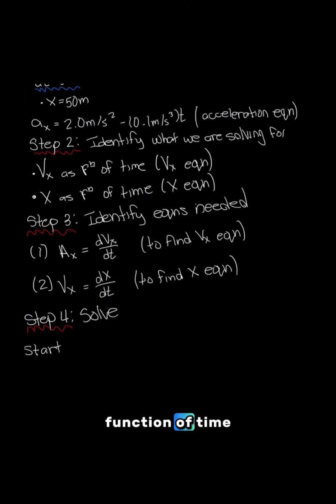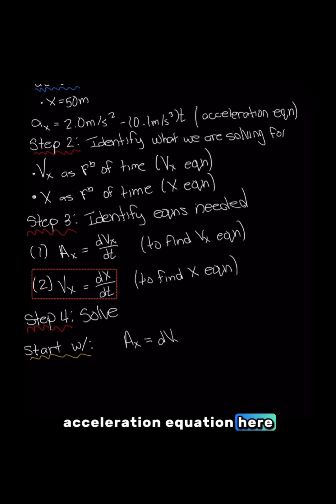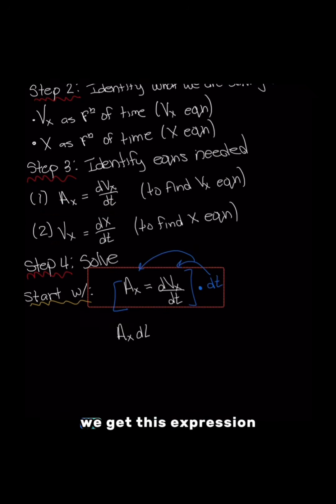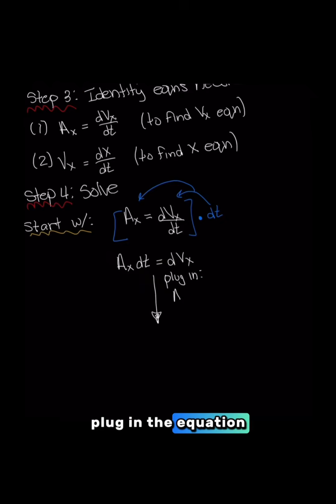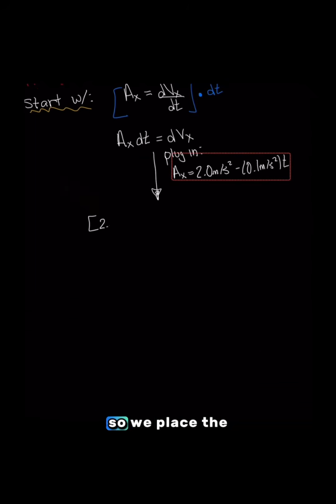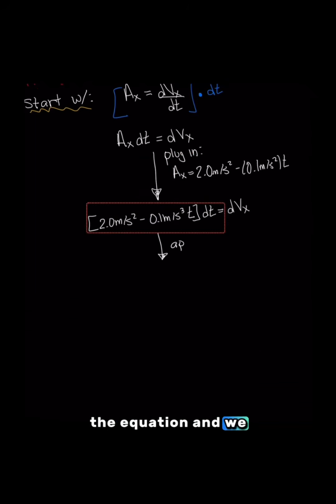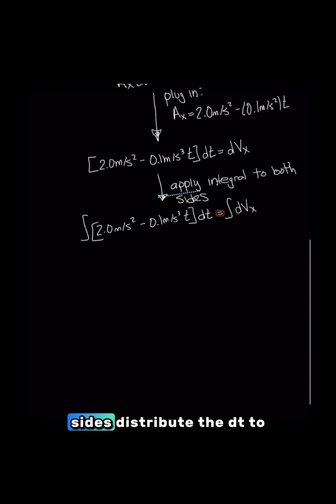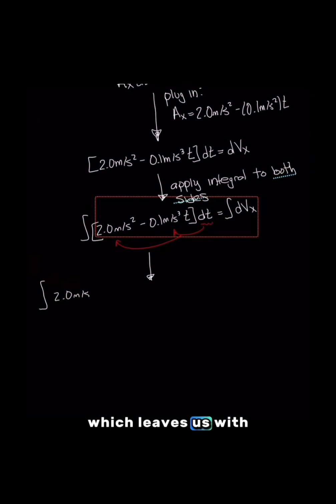To find velocity as a function of time, we start with the acceleration equation here. Multiply dt on both sides, we get this expression here. Plug in the equation for the acceleration. So replace the ax variable with the equation and we get this. Apply integrals to both sides. Distribute the dt to each term, which leaves us with this equation.